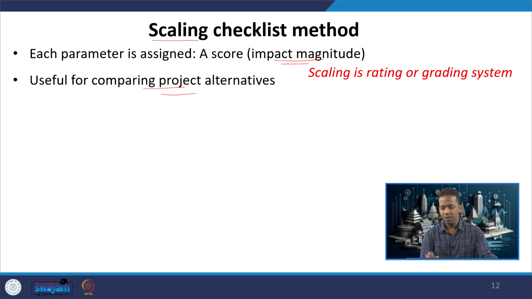What is scaling? It is just a rating or a grading system. We can give them rank 1 to 3, 1 to 10. It can even be in terms of percentage, like I said earlier. It can even be in terms of A, B, C, D, where you give A as best and D as the worst.